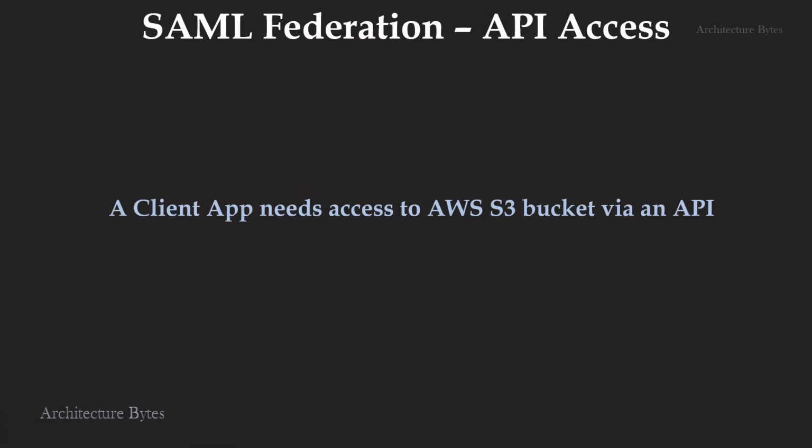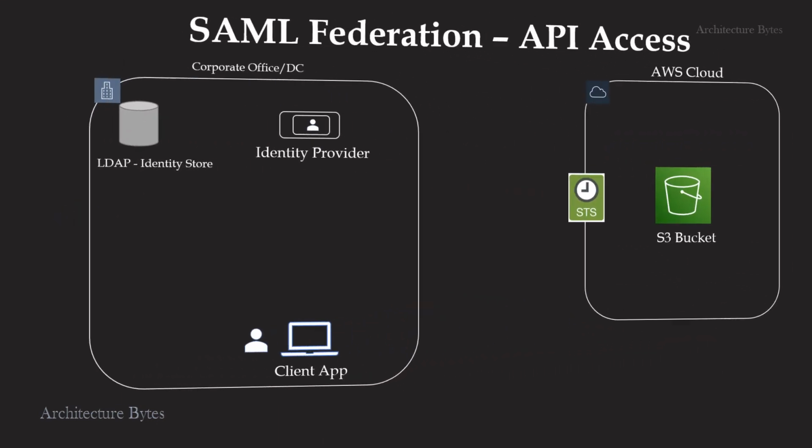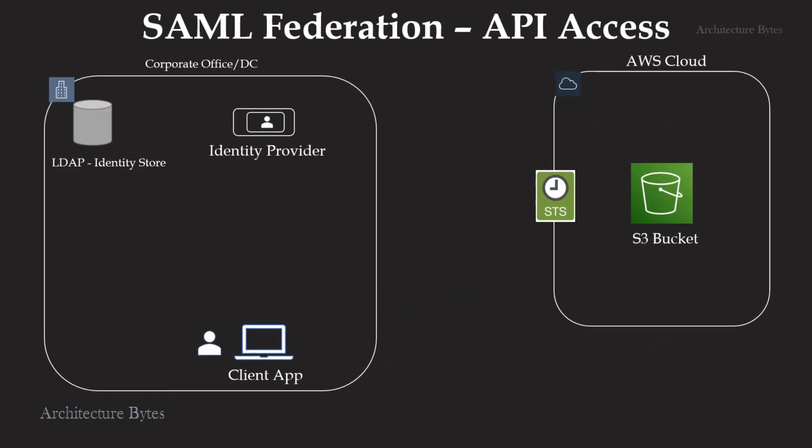Our next use case is a client app needs access to AWS S3 bucket via an API. Now, let's go over steps involved in AWS API access via SAML federation. Here we want to access a S3 bucket via an API.